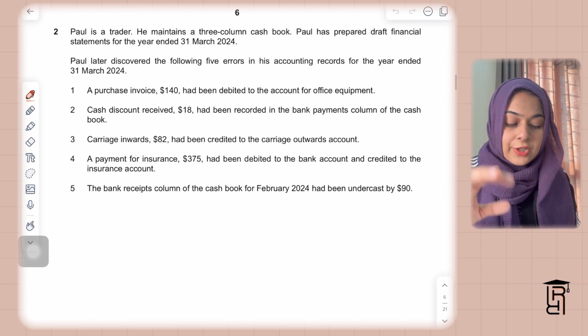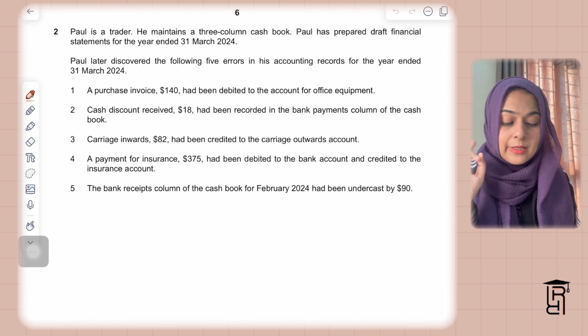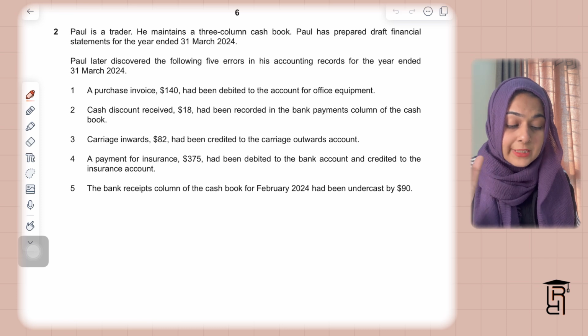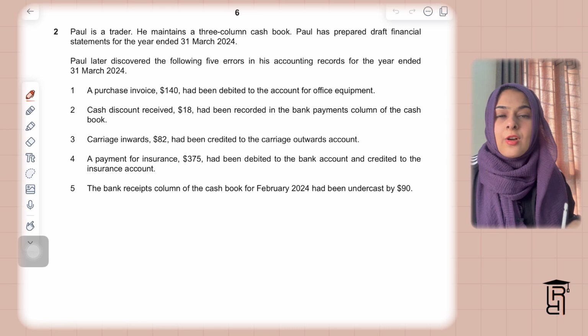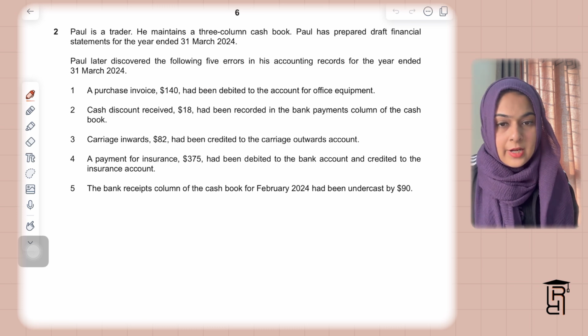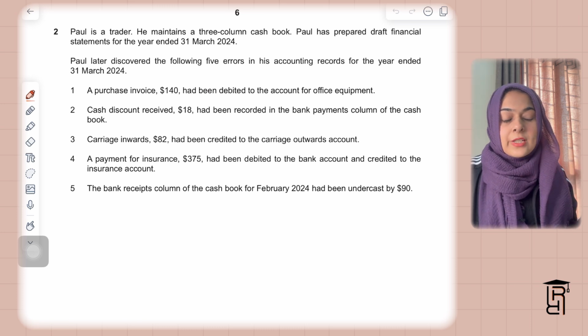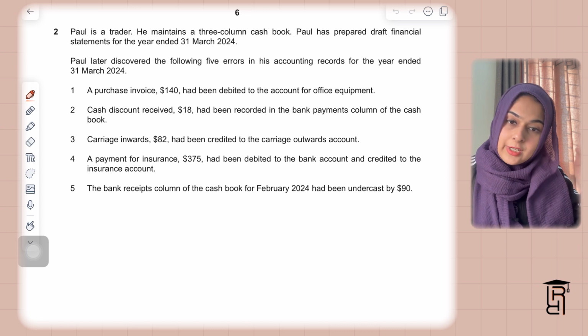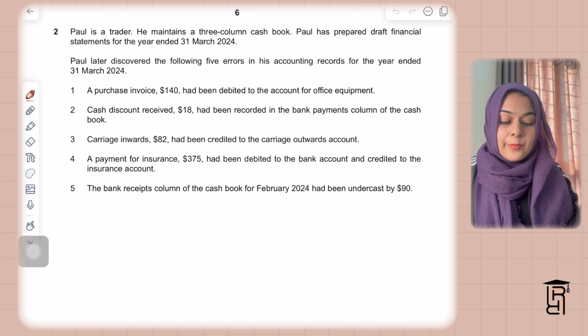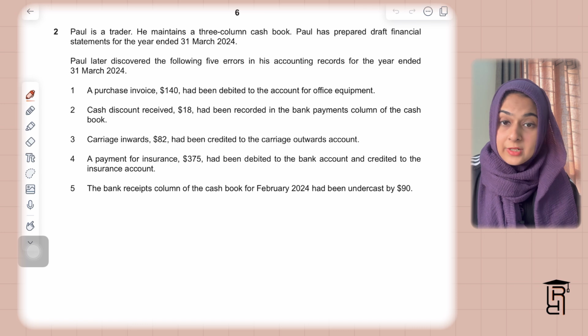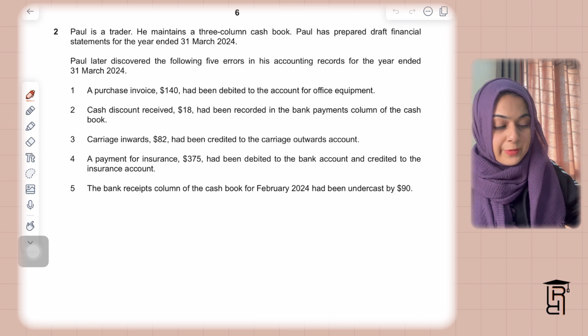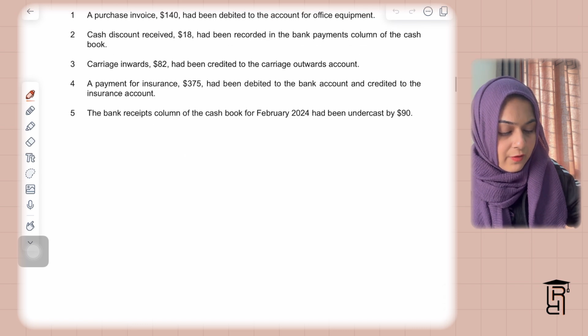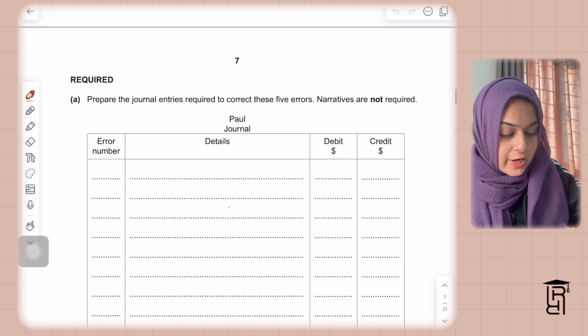If you want to prepare the journal entries to correct these errors, number one is a purchase invoice 140 had been debited to the account of office equipment. So office equipment is a non-current asset. Purchases is when you purchase goods on credit, you record that in the purchases account. So if you've recorded purchases of goods in the office equipment account, you need to remove it from the office equipment account first. So I will write here office equipment. I will credit it, office equipment, because office equipment is an asset.